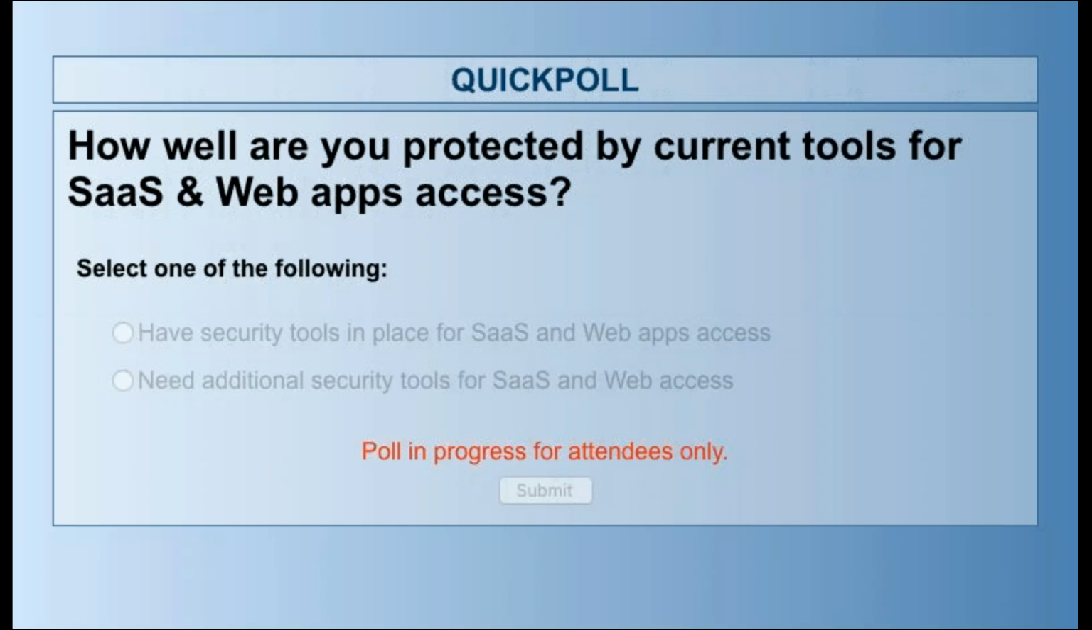And this time we'll wait for 40 seconds just to give enough time for everybody to provide their answers. So the question is, how well are you protected by your current tools that you may have in your organization for end user access to SaaS and web applications? Okay, so I see about 30 to 35% of you have voted. Still waiting for more people to submit their vote. I'm going to wait for 10 more seconds before I close the poll.